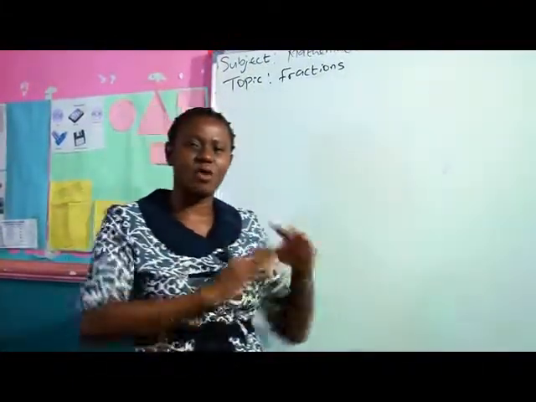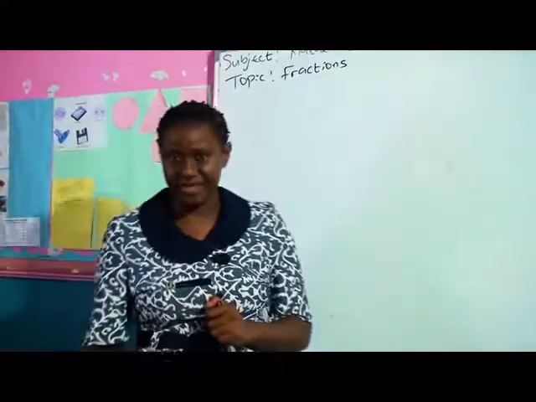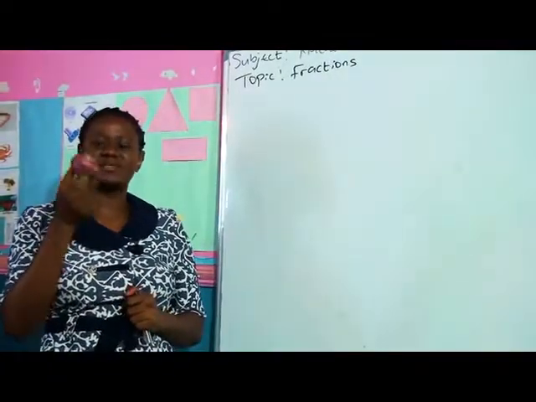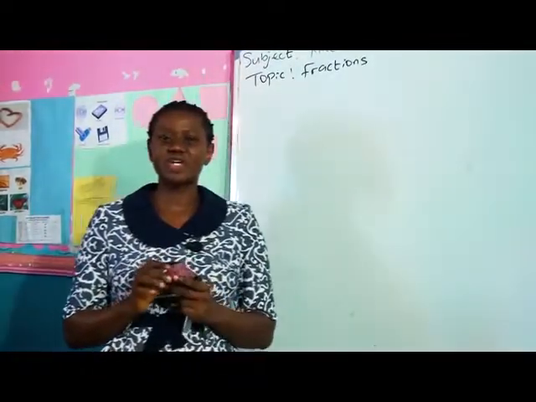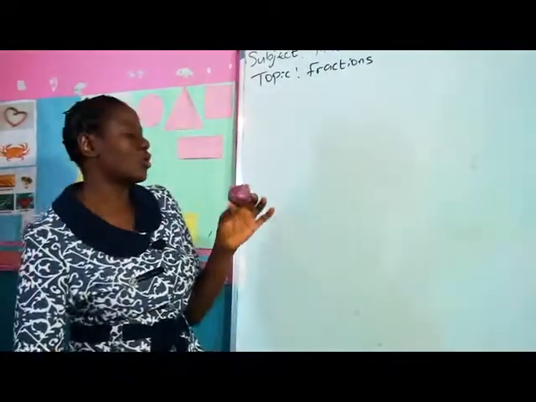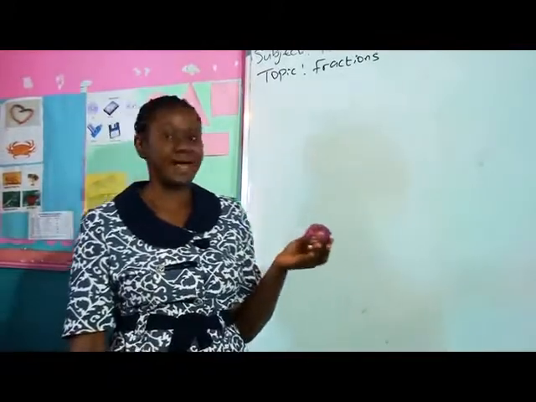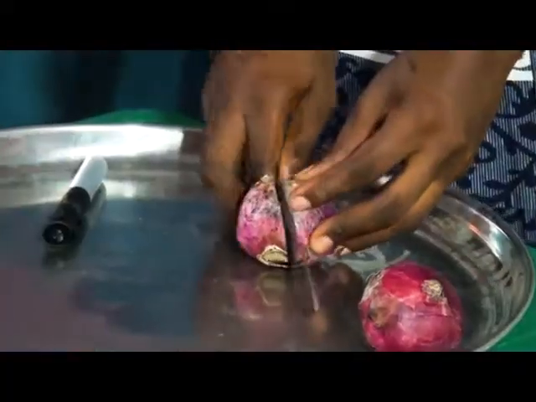Fraction means a part of a whole. For instance, I have this, one whole. Now, a fraction is a part of a whole. This one whole can be made into parts. For instance, I can cut this into two parts, half and another half. Half plus half will give me one whole.